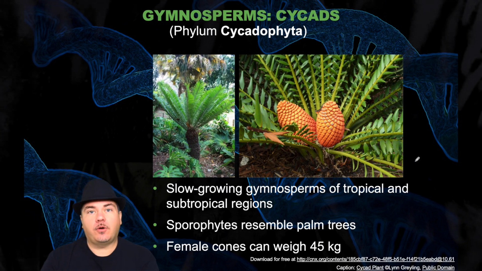Next phyla of gymnosperms are the Cycads. These are slow-growing gymnosperms found in tropical and subtropical regions. The sporophytes resemble palm trees, and female cones can weigh 45 kilograms.